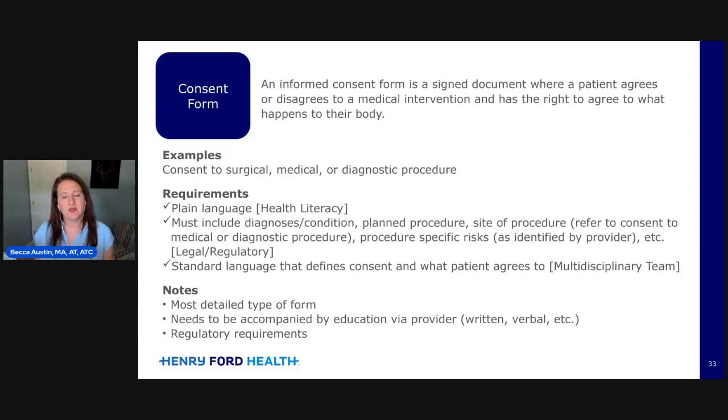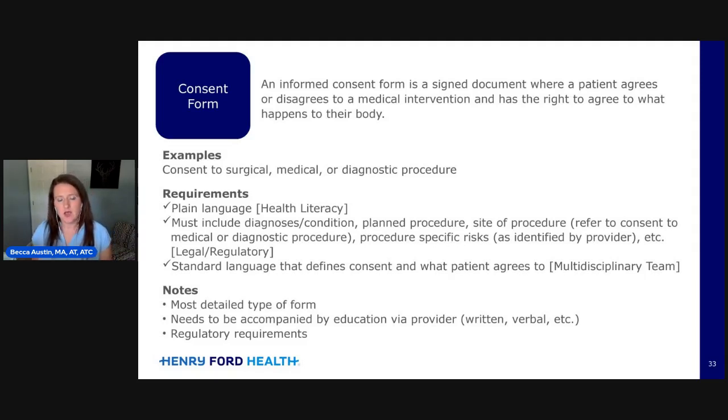And then we have some standard language that you'll see on our template that defines consent. It talks about what the patient's agreeing to, how it's laid out. These were agreed upon by legal, by our team, by regulatory, etc., and all the people that need to give us a thumbs up on what the templates looked like. So again, keeping in mind as you do this within your own organization, this is the most detailed type of form we'll talk about.